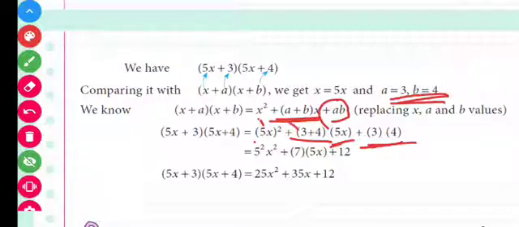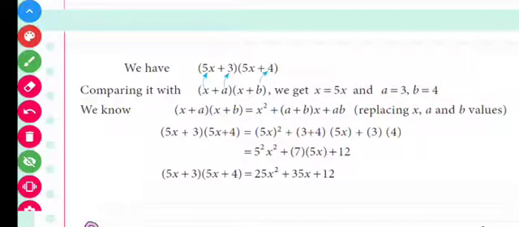Okay, understood? So x square, in the place of x, 5x. In the place of a, 3. In the place of b, 4. In the place of ab, 3 into 4. In the place of x, 5x again. Okay, so I hope you all understood so far in the substituting part.